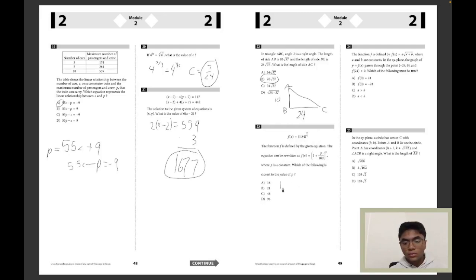So 1.84 is equal to 1 plus p over 100 raised to the 4th power. And if you're wondering how I got this equation, again, I plugged in x is equal to 4, and in the top equation, that means that f of x is going to be equal to 1.84.